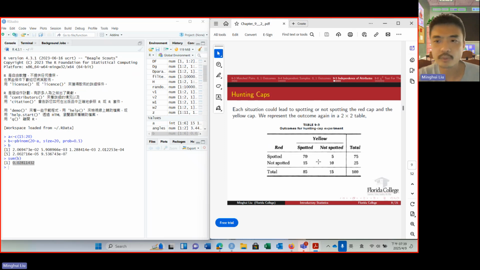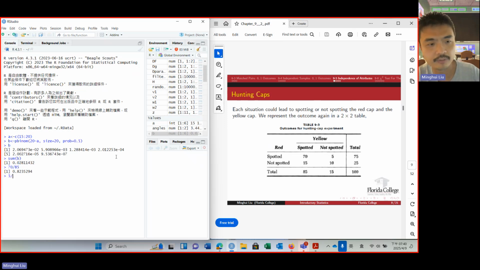Notice that for those 85 people who spotted yellow, 70 of them actually spotted red also. So here, the percentage of those people who spotted red in this group is about 82.3%. On the other hand, for the people who did not spot yellow, the percentage is 5 out of 15, which is about 33%. So you see there is a big difference between the percentages, which is strong evidence supporting dependence, namely the person's ability to spot yellow is dependent on the person's ability to spot red.